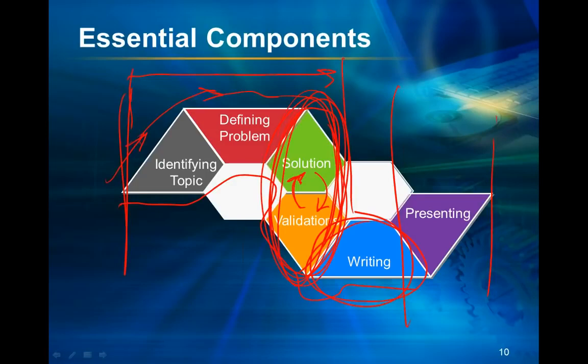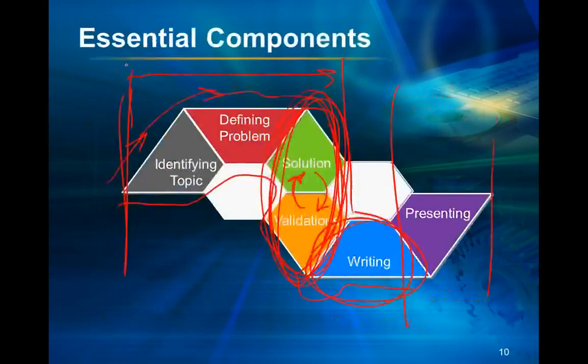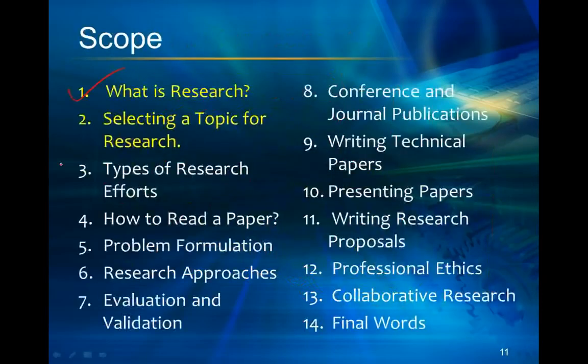So what we have done so far is we defined what is research. Just to summarize, we defined research. We talked about the motivation for research. We talked about the essential components of research. The next thing in the essential components is, the first thing that we found is we need to identify a topic. So the next thing we will talk about is how we select a topic for research.